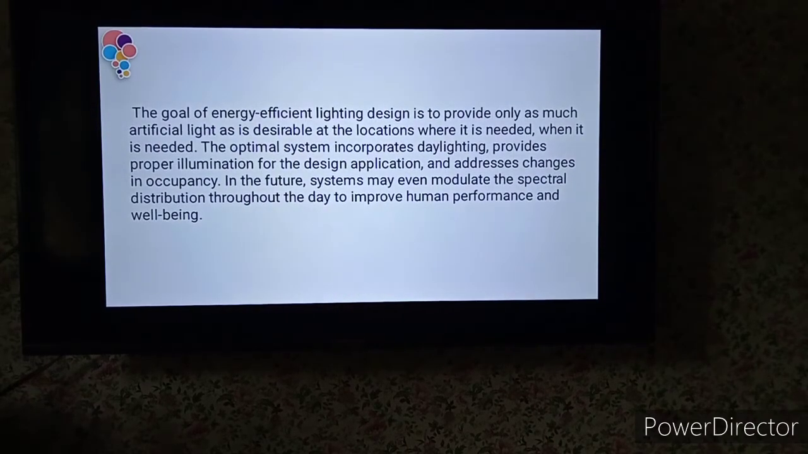The goal of energy efficient lighting design is to provide only as much artificial light as is desirable at locations where it is needed, when it is needed. The optimal system incorporates daylighting, provides proper illumination for design application, and reduces changes in occupancy. In the future, system may even modulate the spectral distribution throughout the day to improve human performance and well-being. So, ang goal sa energy efficient lighting design, dapat i-provide kung asa ang location nga kinahanglan og light or kanusa kinahanglan ang light.